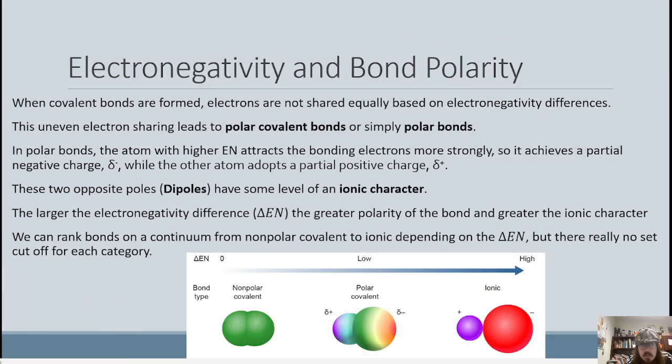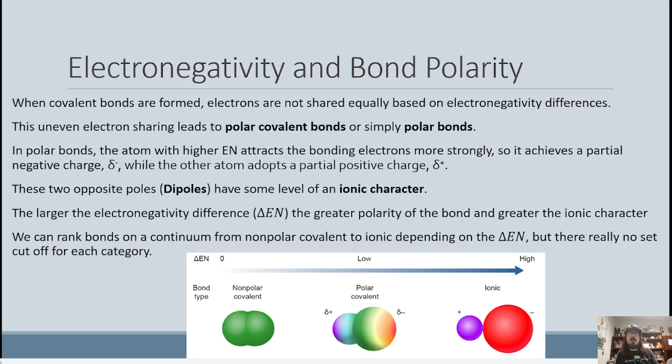So, okay, the last 2 slides of this chapter involve electronegativity and bond polarity. Why is it important to consider electronegativity and bond polarity? It's because, well, what happens when we have electronegativity differences? Well, the uneven electron sharing leads to what's called a polar covalent bond, or a polar bond.